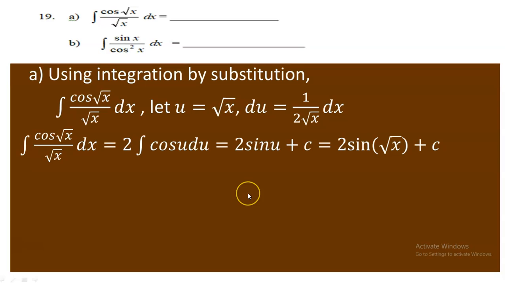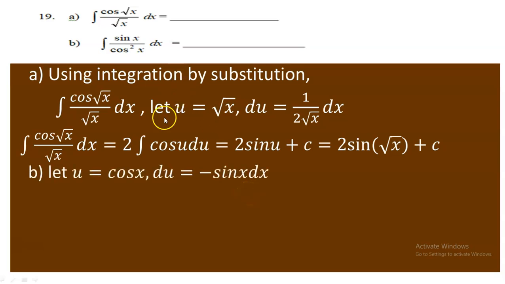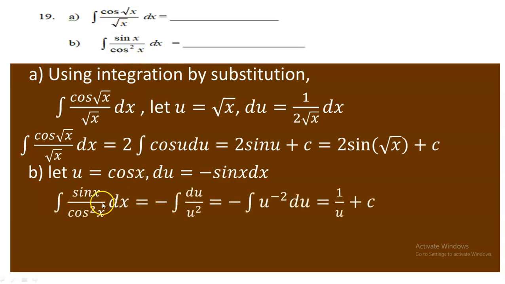So when you come to b, again here we need to use integration by substitution, and for that, let u be cos x, because the derivative is going to come up here in the numerator, okay? So let u be cos x, so its derivative is negative sine x dx, and sine x dx is available here. So you have to adjust in such a way to determine this integral, okay? The integral of sine x over cos squared x dx is the question we have at hand.